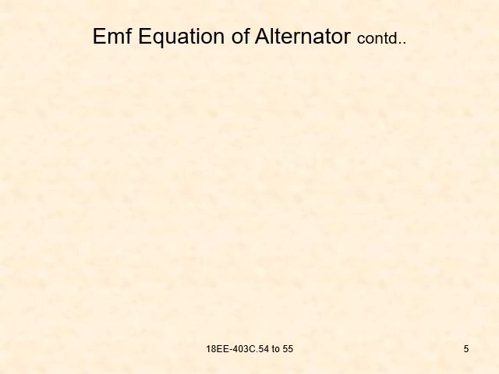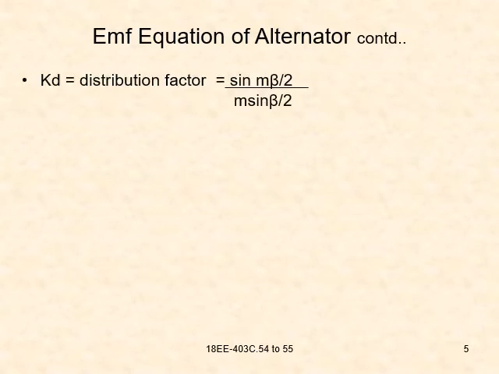In the continuation of EMF equation of alternator, we have already seen that Kd is nothing but the distribution factor, which is given by sin(mβ/2) by m sin(β/2). This was done already in the previous class. We have done the derivation part of it and also some solved problems on it. So the value of Kd, the distribution factor, is given by sin(mβ/2) by m sin(β/2).